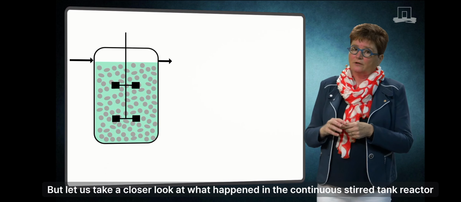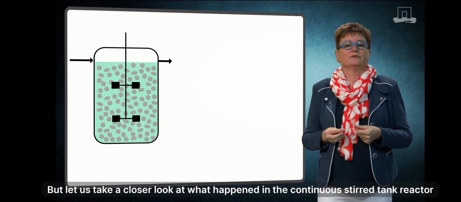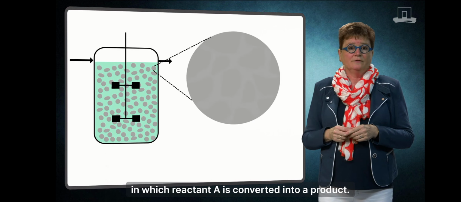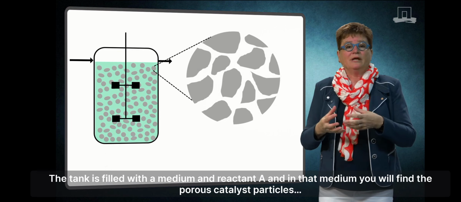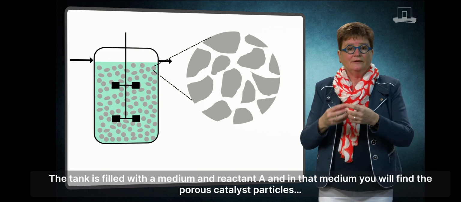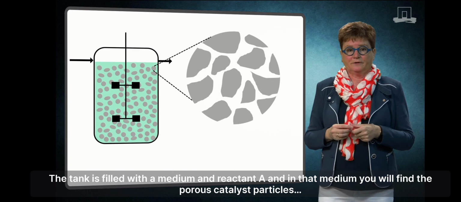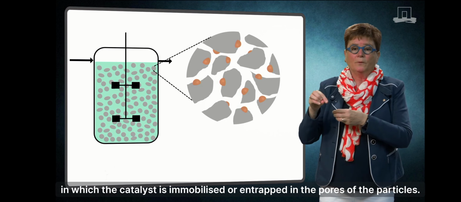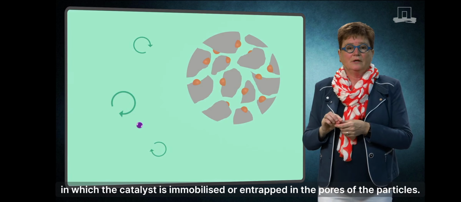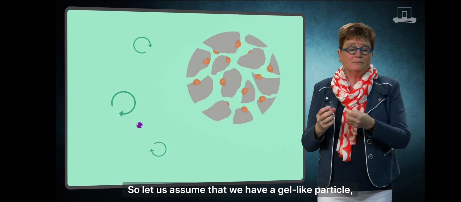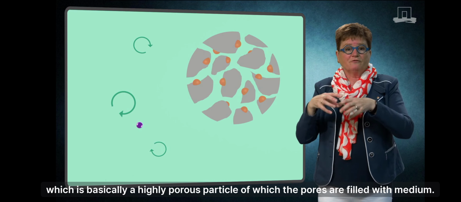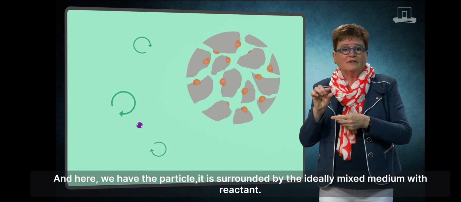But let us take a closer look at what happens in a continuous stir tank reactor in which reactant A is converted into a product. The tank is filled with a medium and reactant A, and in that medium you will find the porous catalyst particles, in which the catalyst is immobilized or entrapped in the pores of the particles. So let us assume that we have a gel-like particle, which is basically a highly porous particle of which the pores are filled with medium, and here we have that particle.